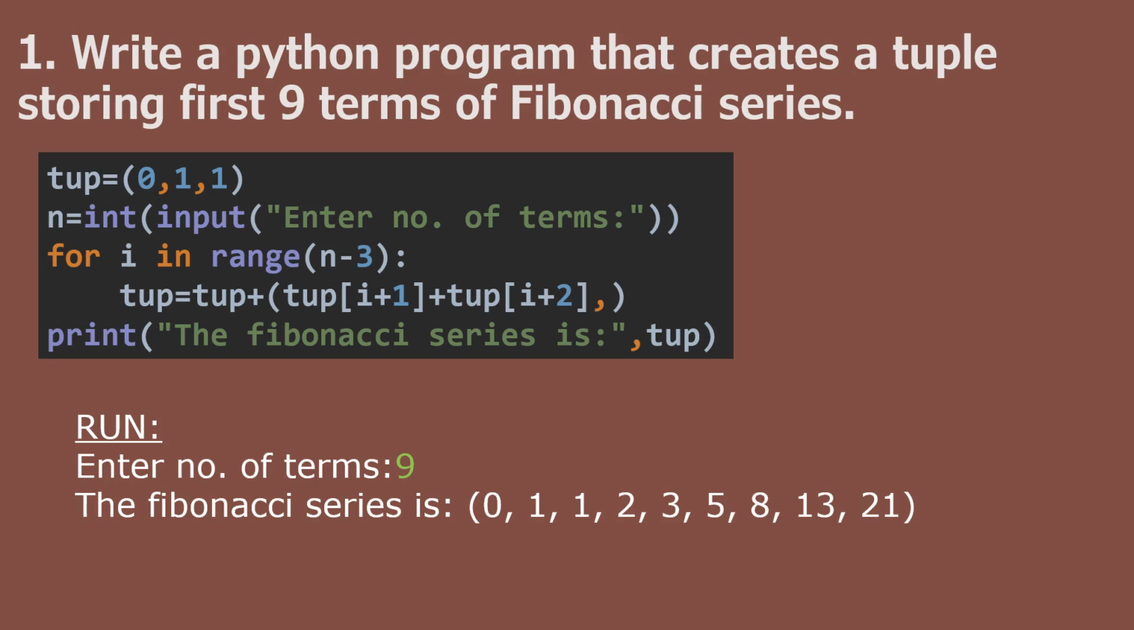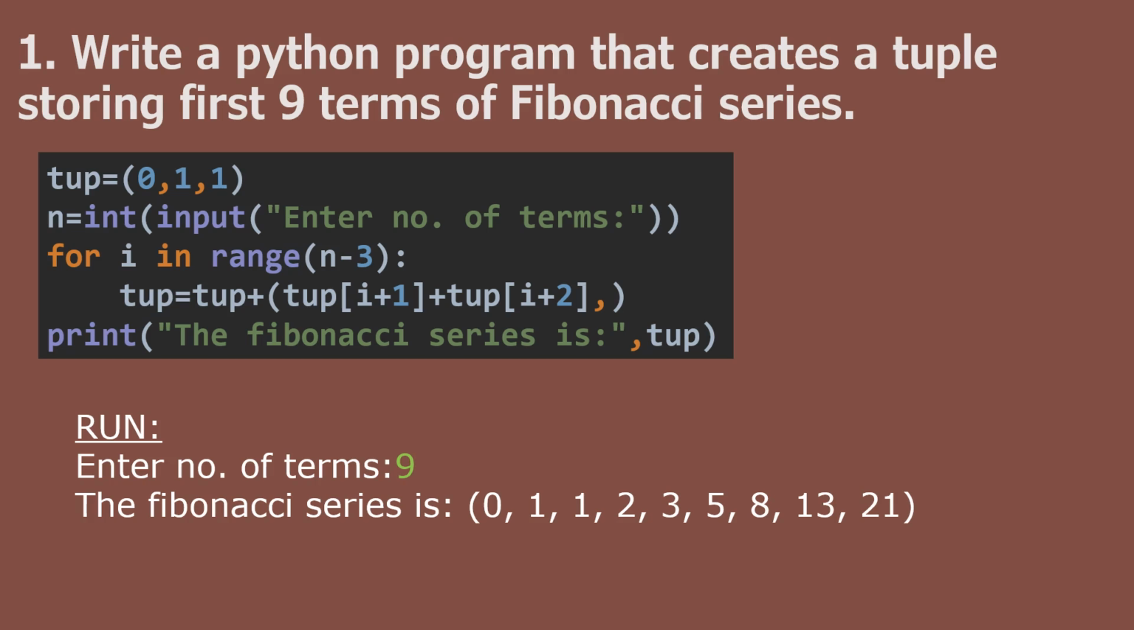Now tuple is equal to tuple plus, there is one more tuple which is added with this tuple, that is tuple of i plus 1 plus tuple of i plus 2. That means the values which are at index number i plus 1 and index number i plus 2, those will be added. So in the first iteration, when i value is 0, then tuple of i plus 1, that is 0 plus 1, is 1. So the value which is at index number 1. And next i plus 2, that is the value at index number 2. So those two will be added. That means here 1 plus 1 will be added.